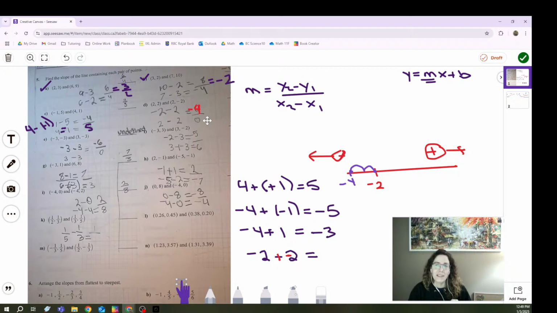Could be anything we want. Could be 0, or not, can't be 0. Could be 1, could be 20, could be a million. So let's say a rise of 7, sure. What is my run? What is 7 divided by 0?